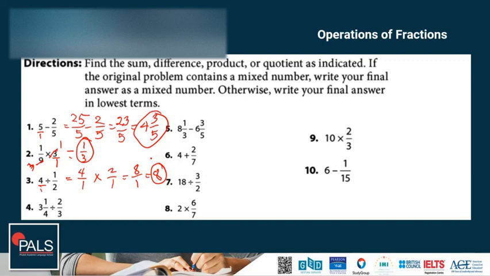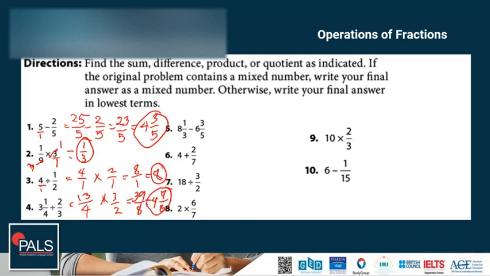Next is number 4. Okay, change the mixed number to improper. So we have 3 times 4 is 12 plus 1, 13. 13 over 4 times, okay, the reciprocal, 3 over 2. So the answer is 13 times 3 is 39 over 8. Then change to mixed number, we have 4 and 7 over 8.